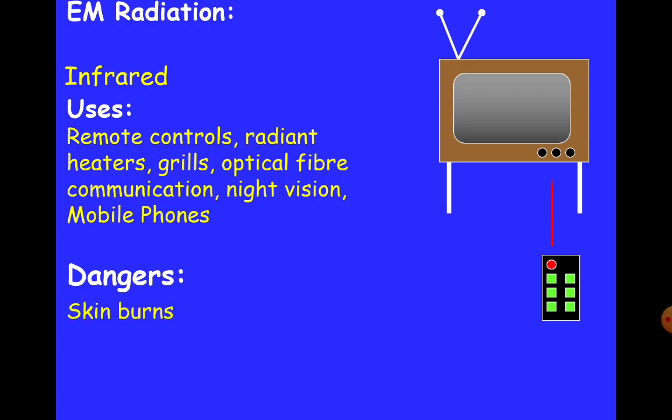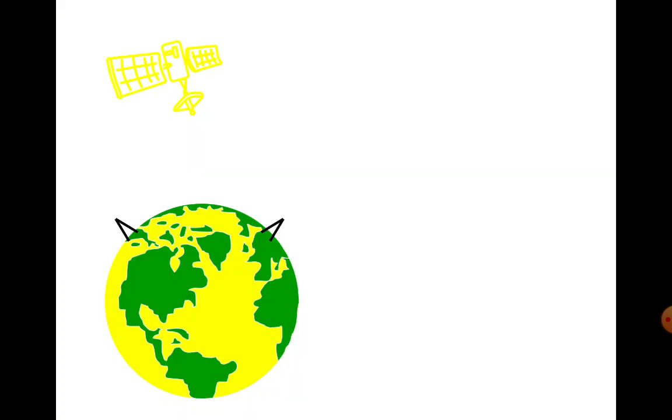Microwaves. You might have one in your house, a microwave oven. Microwaves are also used for communication between satellites and receivers on Earth. Now, microwaves can pass through the ionosphere. That means they can make contact with the satellites that are above the ionosphere.